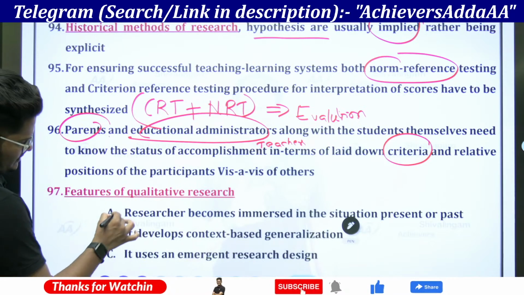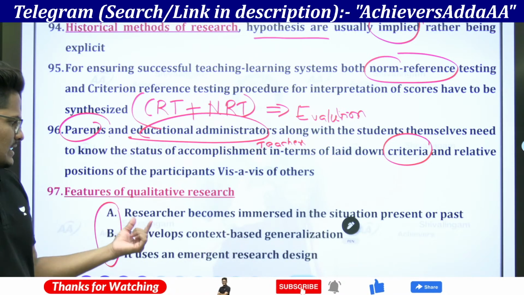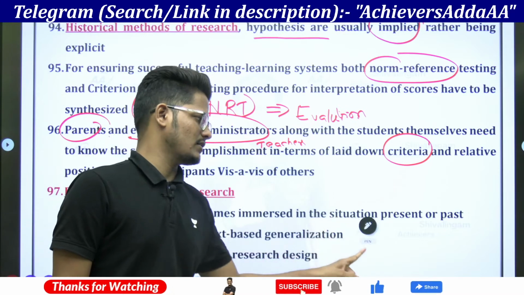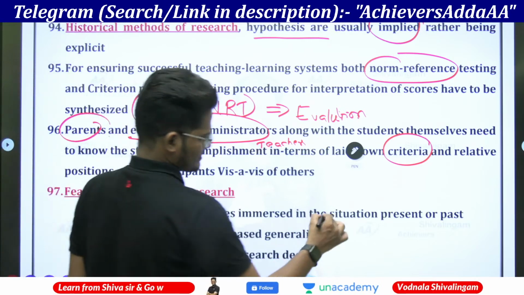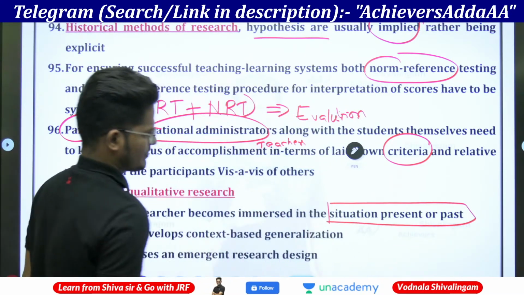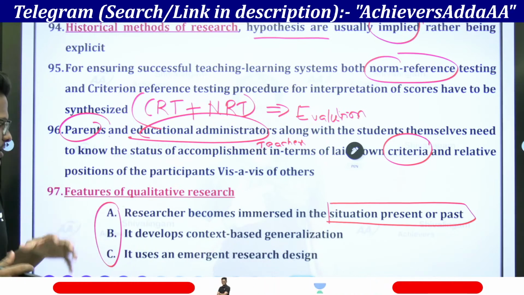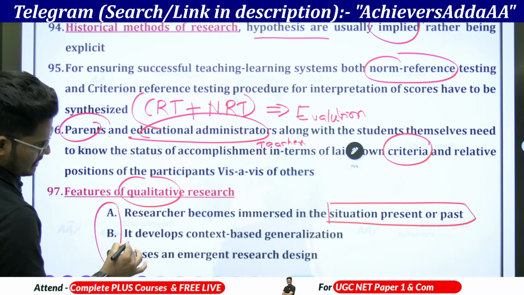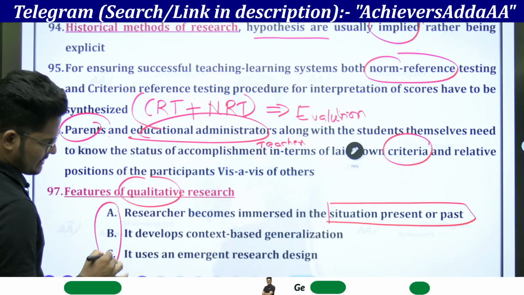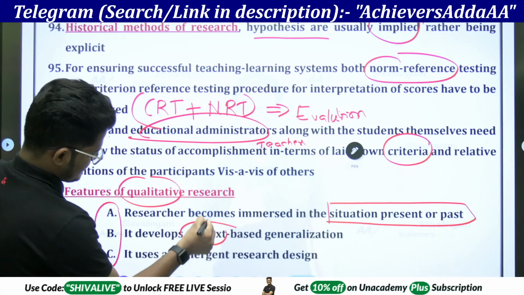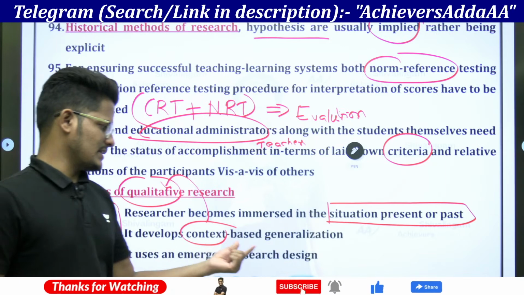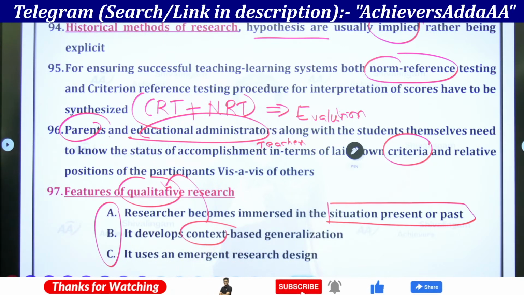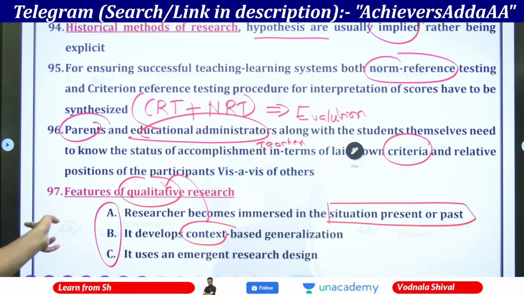Next, the features of qualitative research. In qualitative research the researcher becomes immersed in the situation of the present or the past. The researcher will be involved in this, analyzing the past, future and present also. It develops a context. Context indicates quality, not just content. It uses an emergent research design, which is developing or modern.